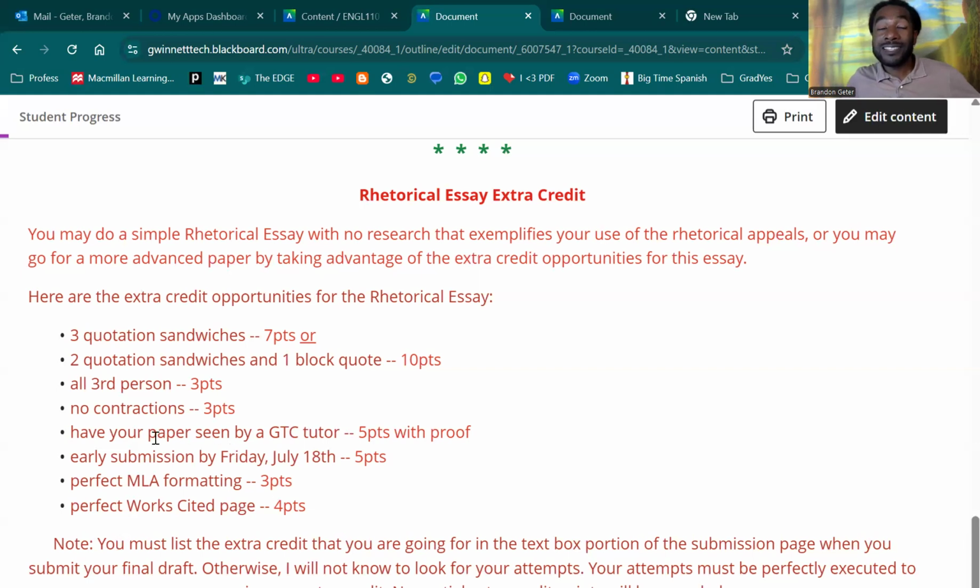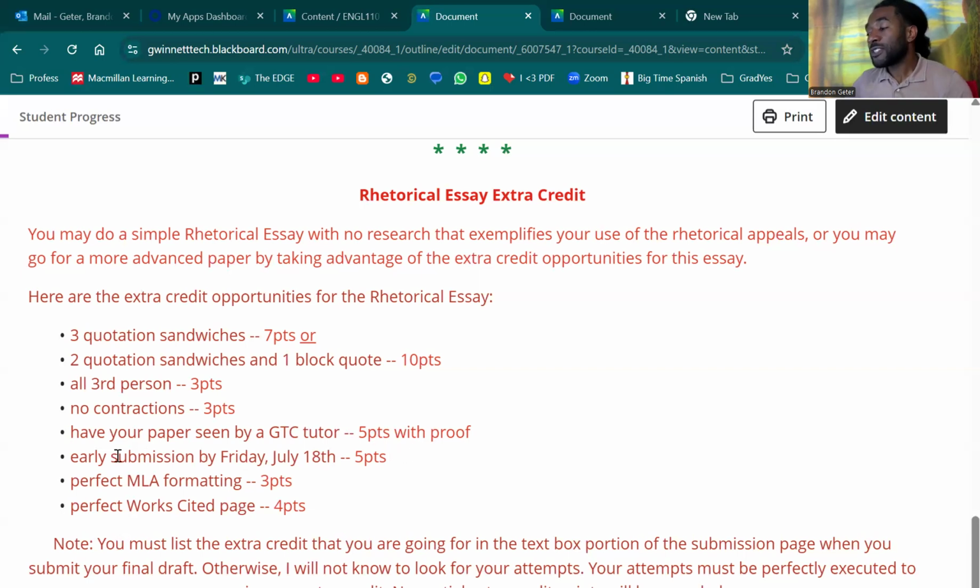Have your paper seen by a TC tutor. You can go into the tutor office with your paper and ask for proofreading help or editing help or suggestions on how to fix some errors that you have. When you go to a tutor, just have them email me. Usually they do it anyway, just like the librarians. If you go to a librarian, you can get help from a librarian, but only for your sources, like works cited information. Don't ask the librarian to help proof your paper.